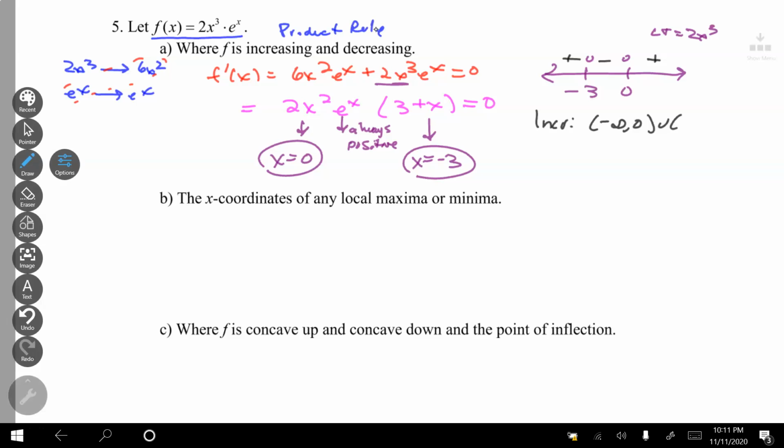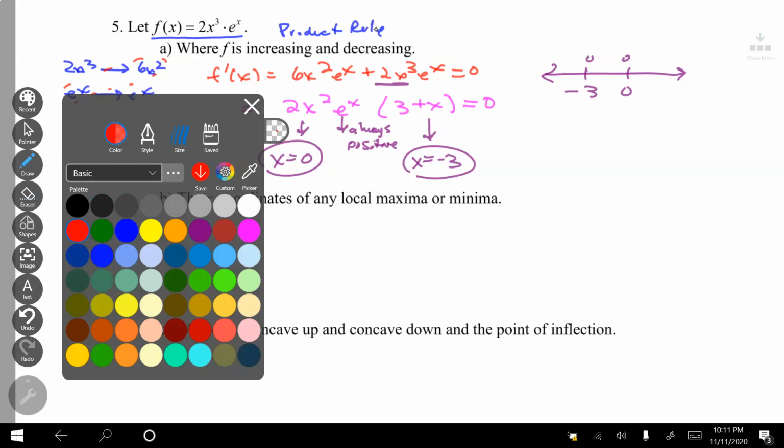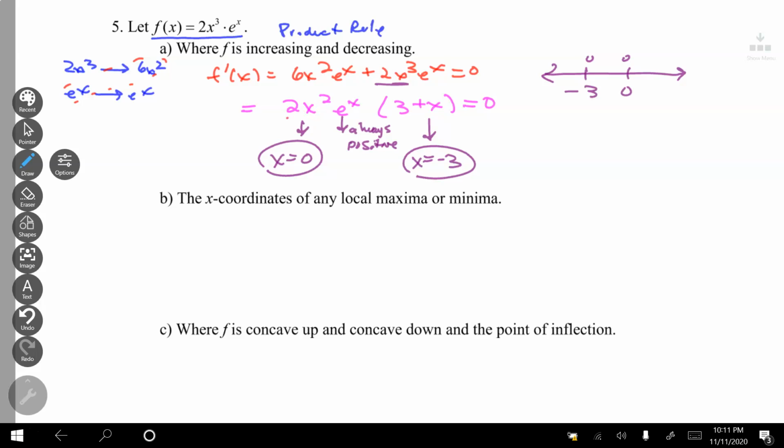I also have to pay attention. Sorry about that. This is wrong. Really need to pay attention. Let me erase that. There's a squared here.